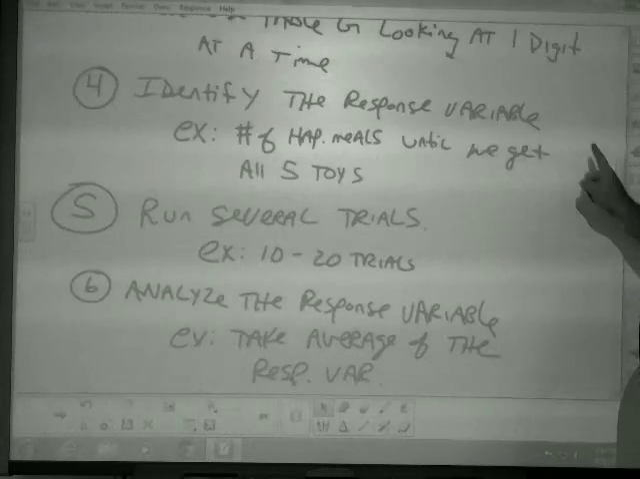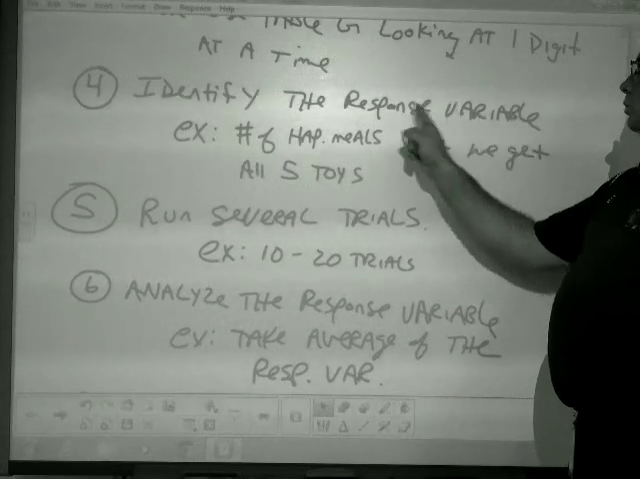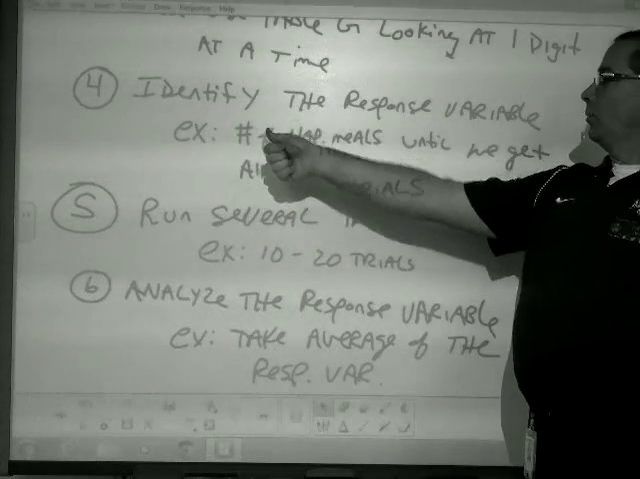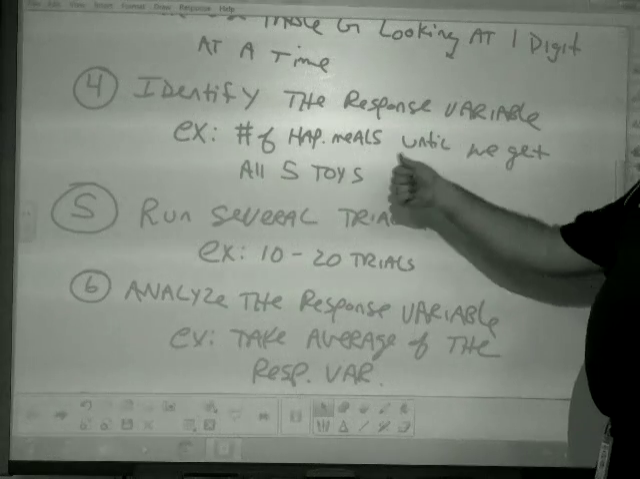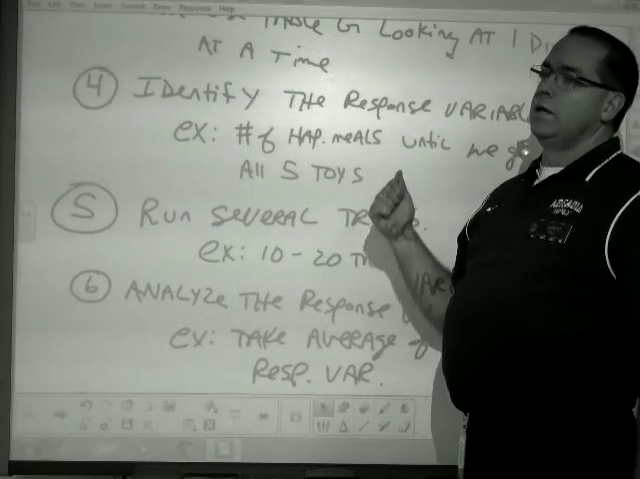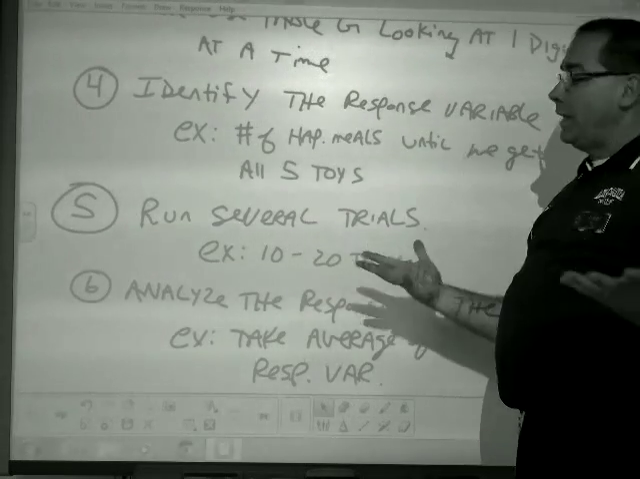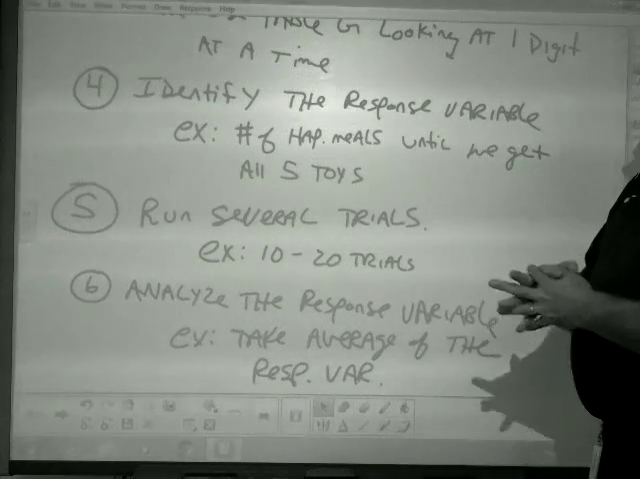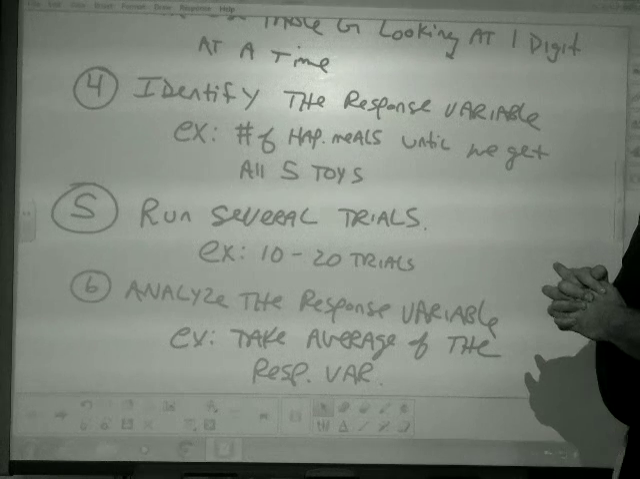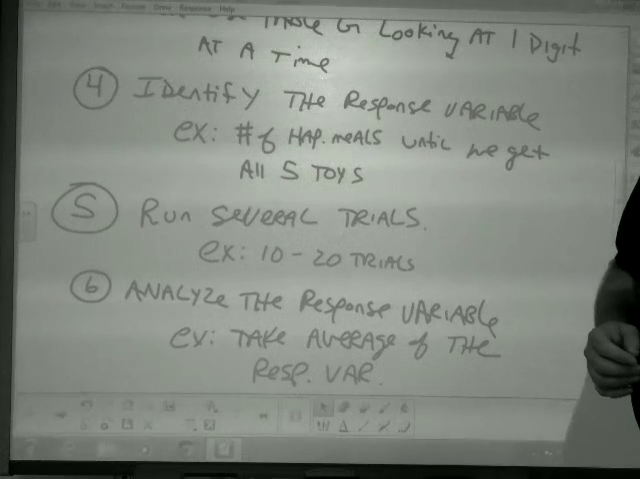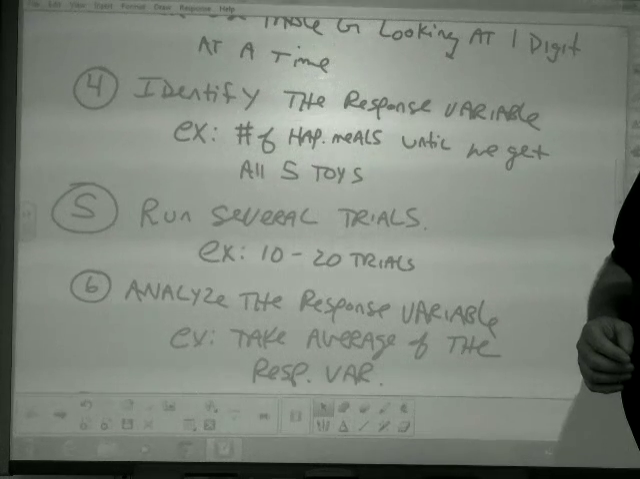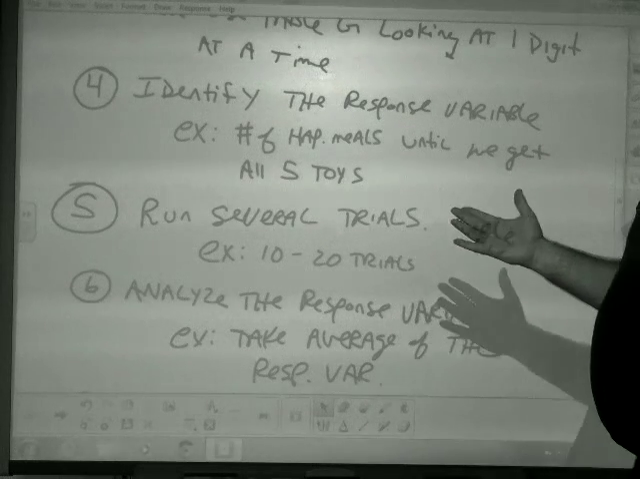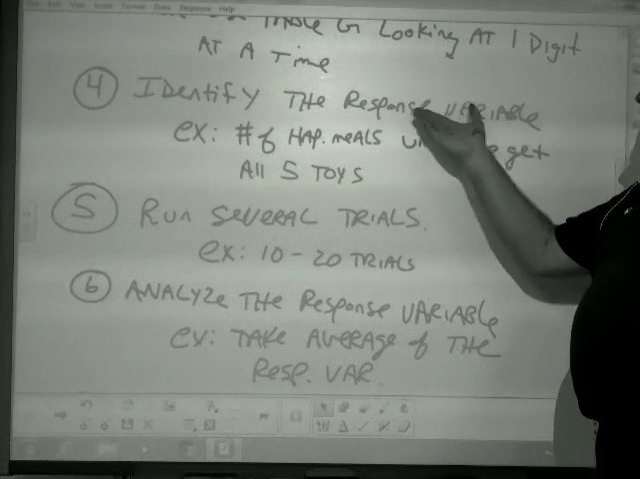Identify the response variable, which is the outcome that we're counting. It would be the number of Happy Meals, in this case, until we get all 5 toys. All right? So if the problem was, how many Happy Meals do you have to buy before you get all 5 toys? That's my response variable, the number of Happy Meals it takes. So if I look at line 15, I might go out 10, 15, 20 toys before I get all 5. That's my response variable.